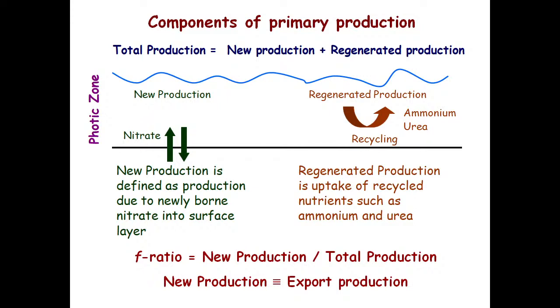The usefulness of this new definition is that you can define a parameter called the f-ratio, which is the ratio of new production to total production. If you have the estimate of primary production, for example using PI parameters and satellite-derived maps of primary productivity, and the f-ratio from measurements, then you can directly estimate the export production.